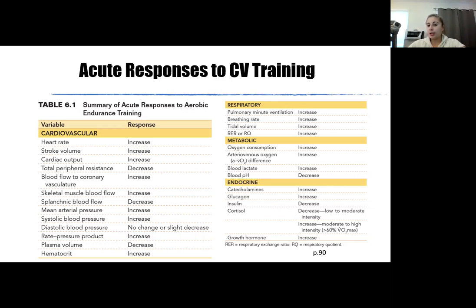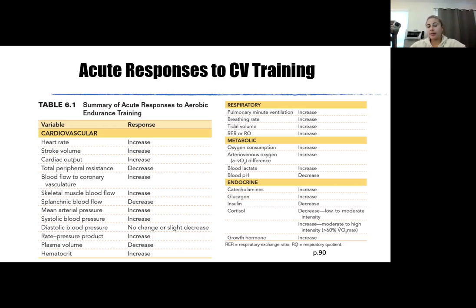Okay, also arteriovenous oxygen difference, that is the amount of oxygen taken up by your muscles, is going to go up. And again, this is acutely, we're going to take more oxygen in. And so that means we'll have less oxygen on the venous side going back to the heart because we took it in the muscle. Endocrine changes.